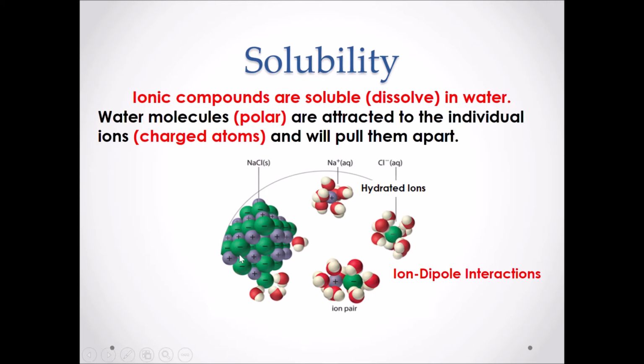We can see in our example, we have a cube of NaCl. When we put this in water, the water molecules will be attracted to the individual ions in the giant crystal lattice structure. The water molecules will then pull those ions apart and separate them. This is known as an ion-dipole interaction.